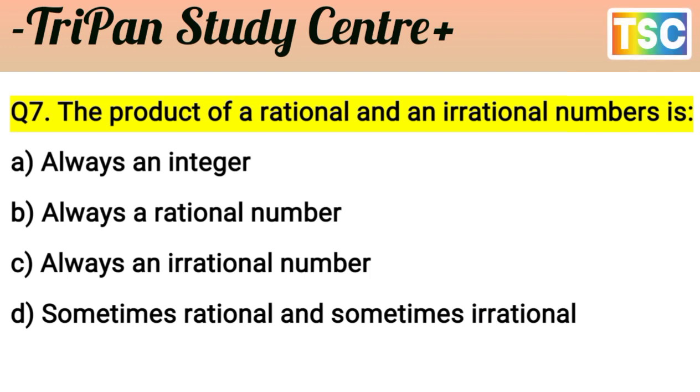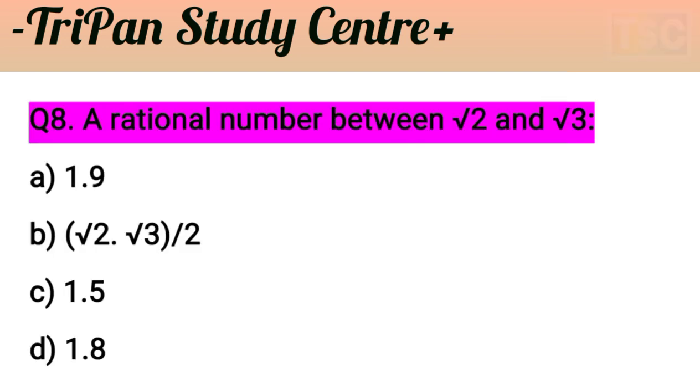And this is important here. Always an irrational number is the correct answer for this question. The product of a rational and an irrational number is always an irrational number. That's important here. And let's see the next question.